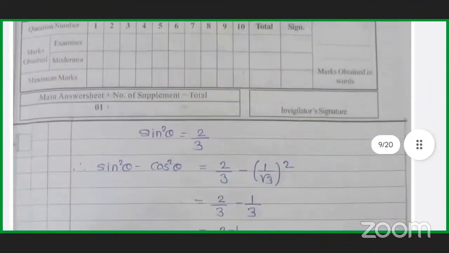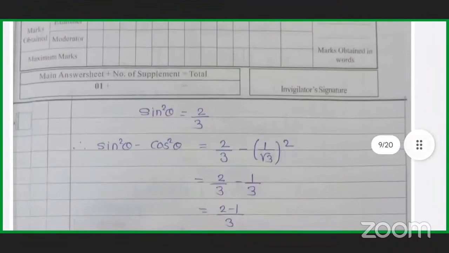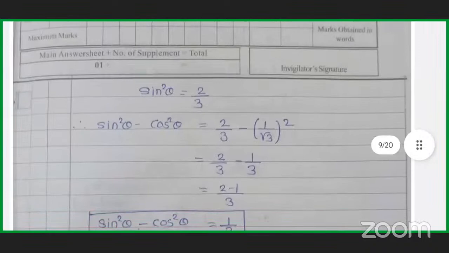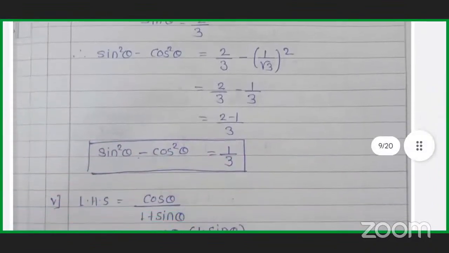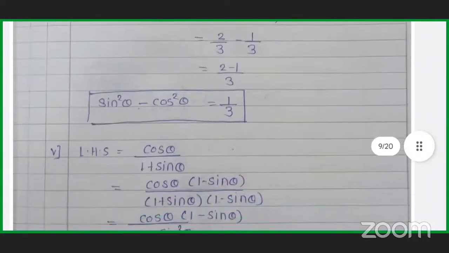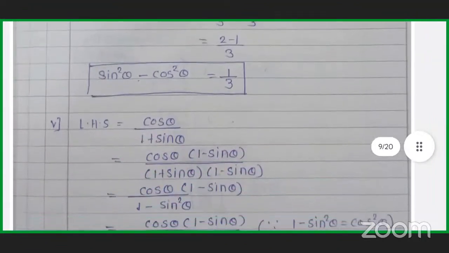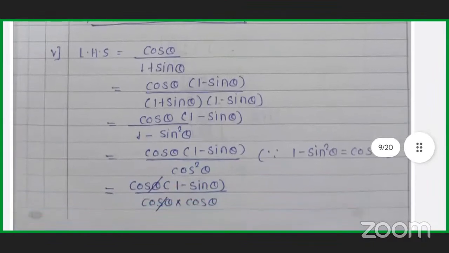And we have to find out the value of sin square theta minus cos square theta. That is 2 upon 3 minus 1 upon 3. That will get denominator same. So 2 minus 1 upon 3. That we write here, 1 upon 3. Then here the fifth question is the proof question.